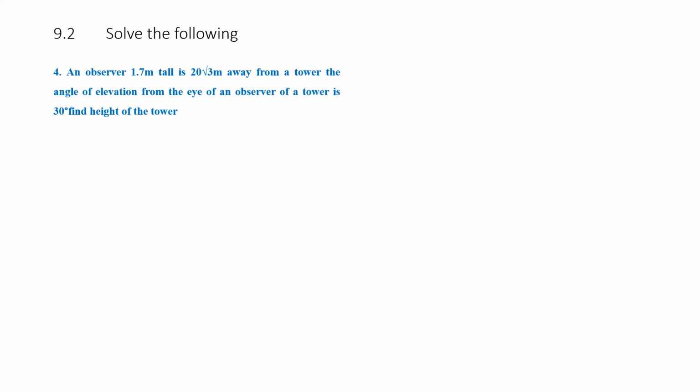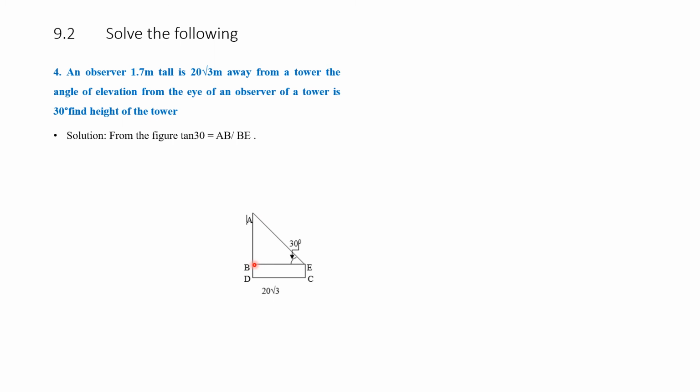Next problem. An observer 1.7 meter tall is 20 root 3 away from the tower. The angle of elevation from the eye of the observer to the top of the tower is 30 degrees. Find the height of the tower. See, BD is the height of the person, 1.7 meter. He is standing 20 root 3 meters away from the tower. This is the tower, AD is the tower, and the angle of elevation from the eye is 30 degrees. We have to find the height of the tower. What is AD?